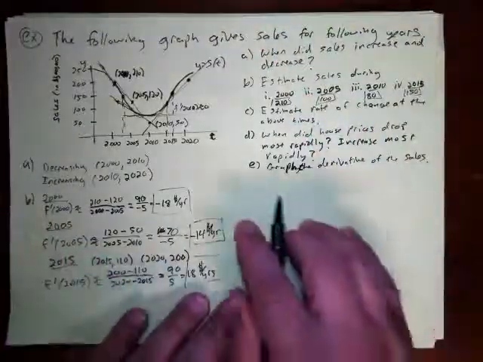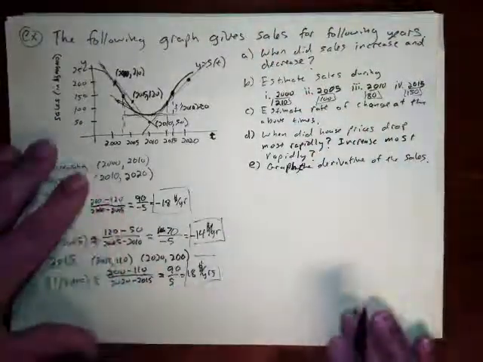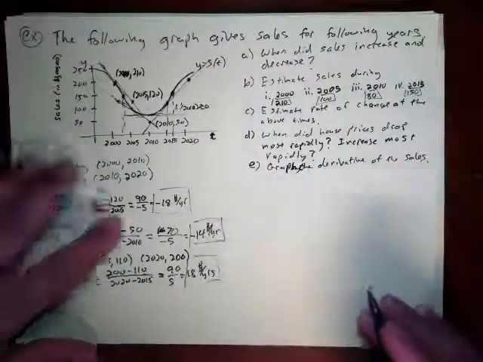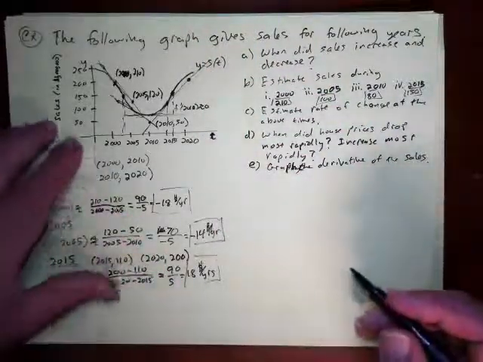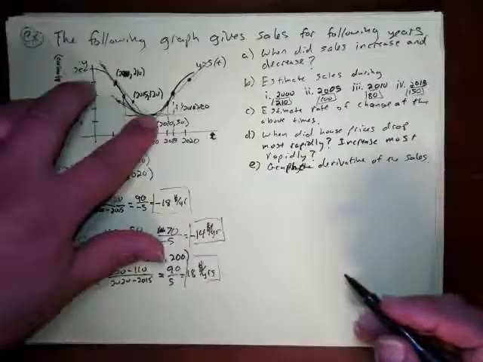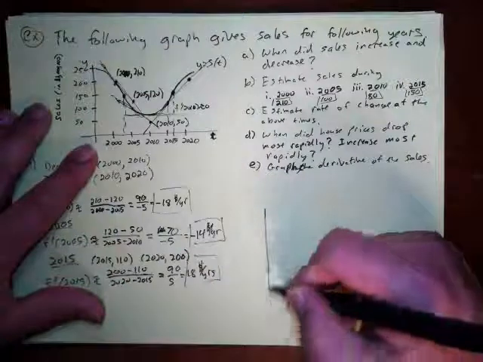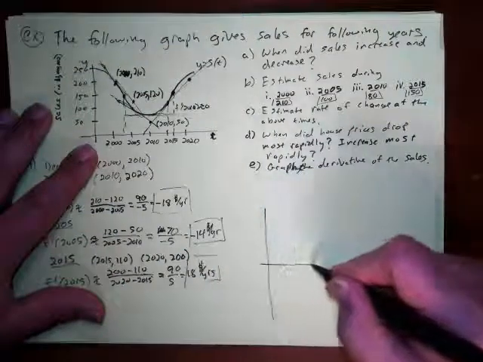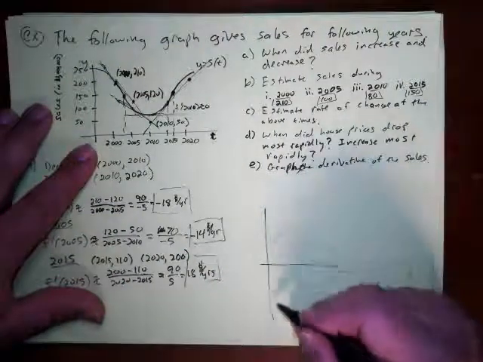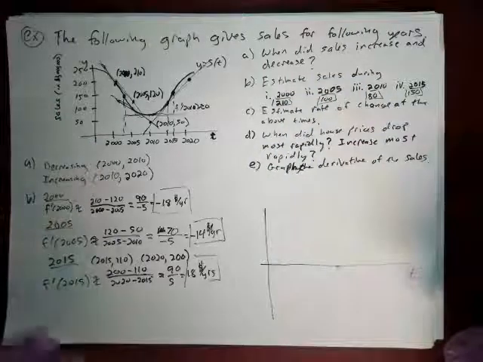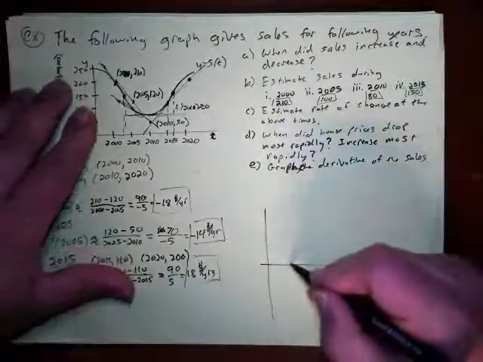So let's see. Finally, it wants us to graph the derivative of the sales. So this is y equals s of t, and it wants me to graph s prime of t. Okay, well notice it's both decreasing and increasing, so I only need a positive x or t axis. But I need it to be negative and positive here.